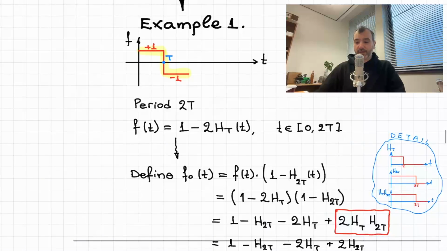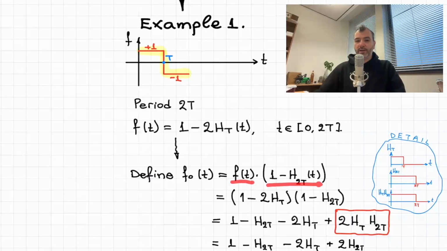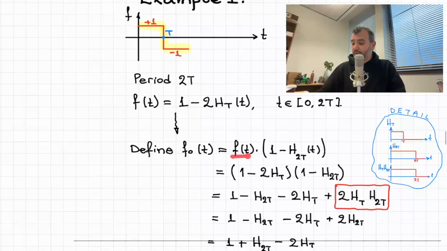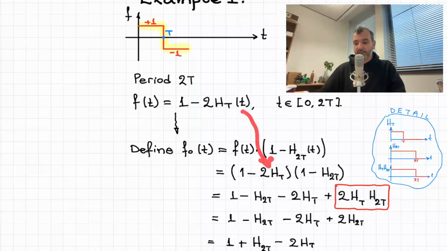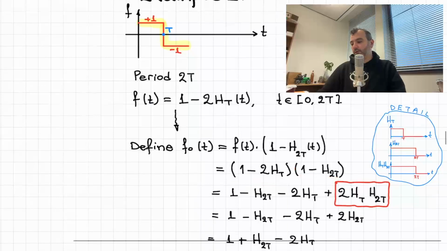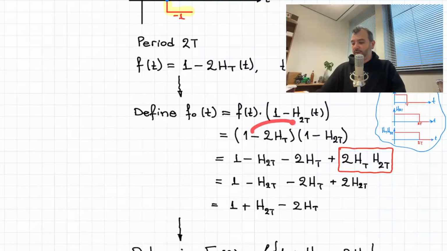We can now define f naught of the theorem, and this f naught is my function f, times 1 minus the Heaviside with parameter equal to the period of the function, which is 2t. I'm substituting in f, which is 1 minus 2 times the Heaviside, and I now have this product, this times this. Well, alright, we can do the distributive property and expand.